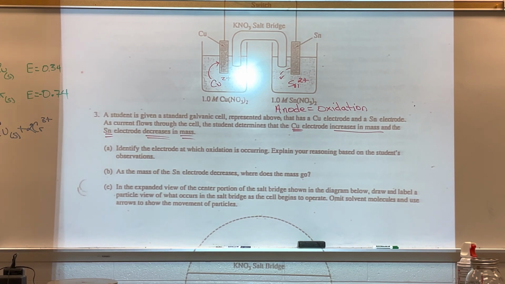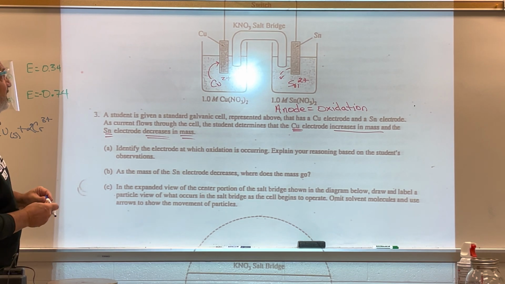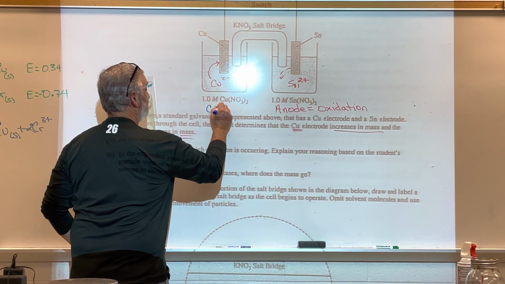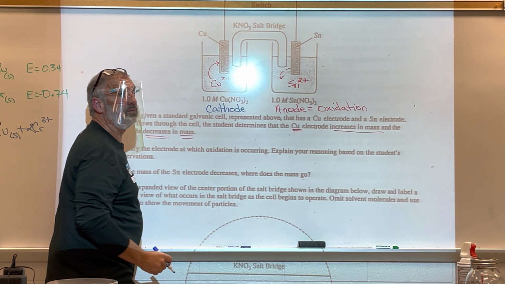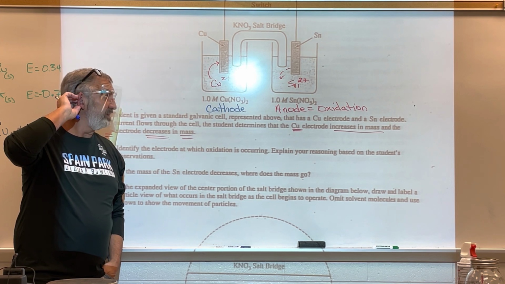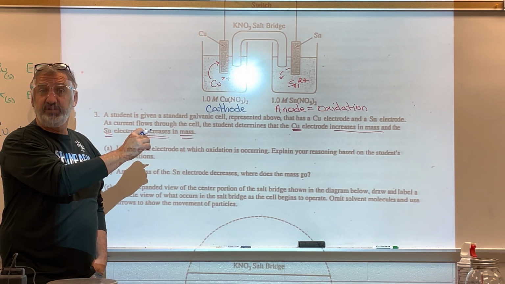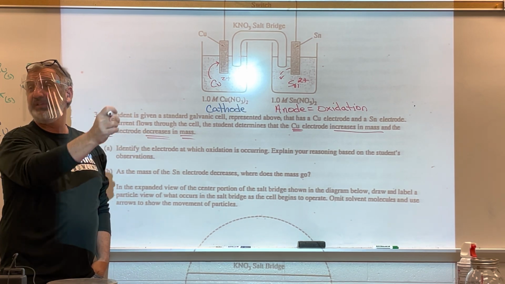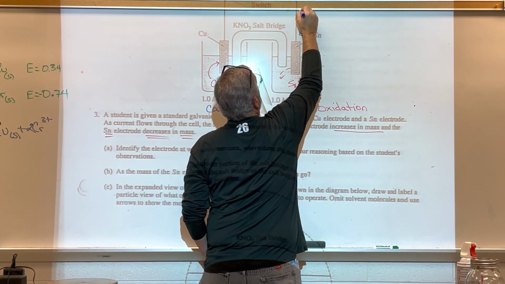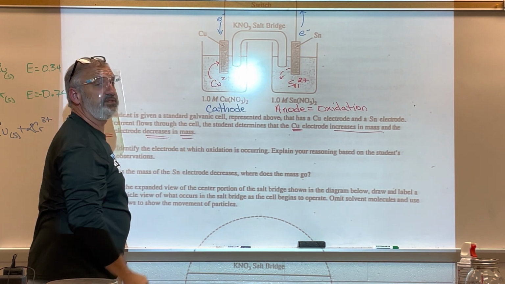Then in the expanded view, which is down here, but we'll just use this salt bridge up here. It's KNO3. So let's talk about which way the electrons are flowing. From which electrode to which electrode? Say that again, Anna. From the tin to the copper. Electrons always flow from anode to cathode. Electrons originate in the anode and terminate at the cathode. So the electrons are going to be going this way, and all the way around.